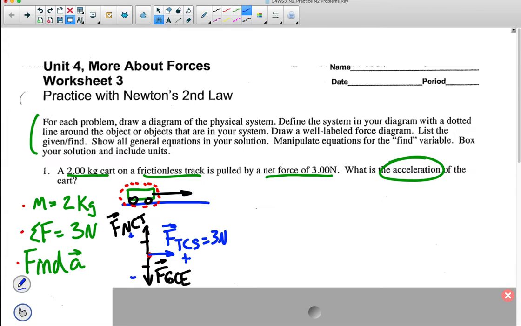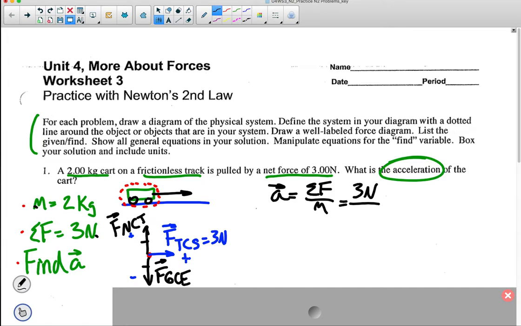Now, to find the rate of acceleration, we have to consider what we've been given. We have the mass and we have the net force. So to find the acceleration, you probably need to consider Newton's second law. We learned in Newton's second law that acceleration was equal to the net force divided by the mass of the system. In this case, we have the net force is 3 newtons.